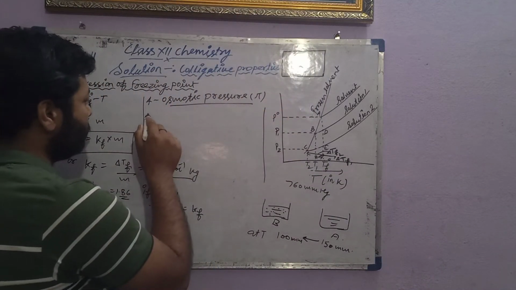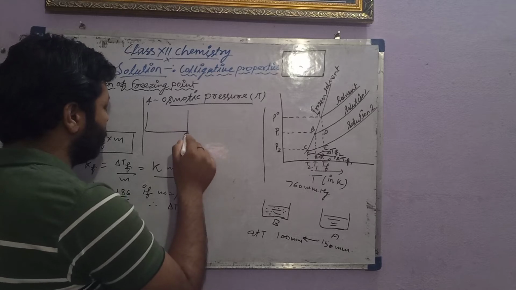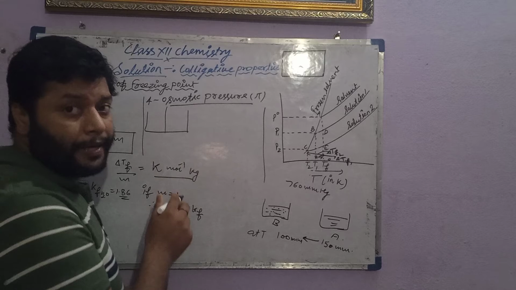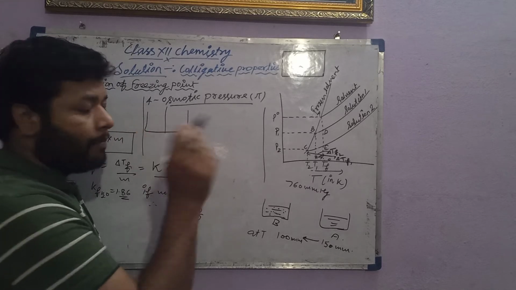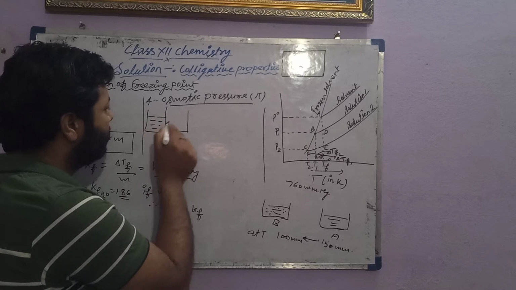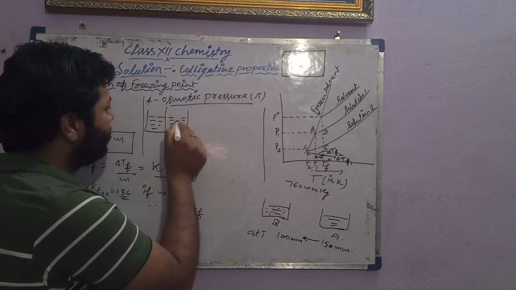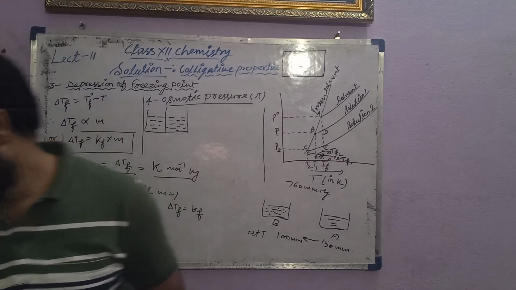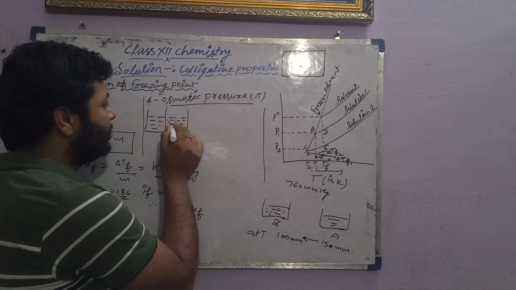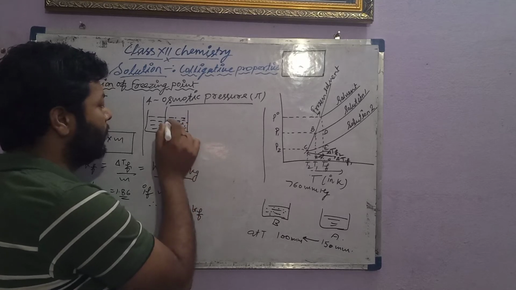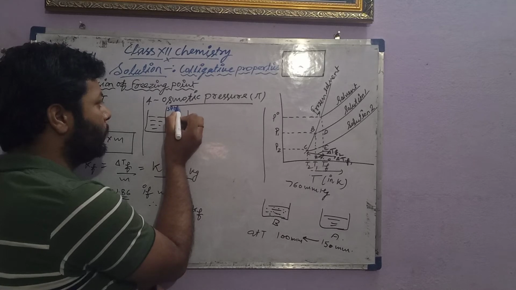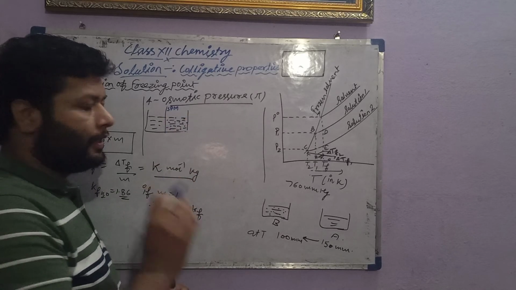Actually, when two different solutions are separated by a semi-permeable membrane, suppose on one side there is only a liquid, and on the other side there is a solution which contains some solute, and this membrane is called SPM, semi-permeable membrane.